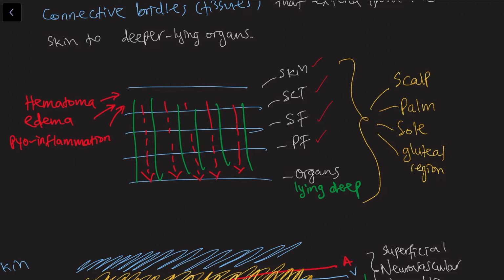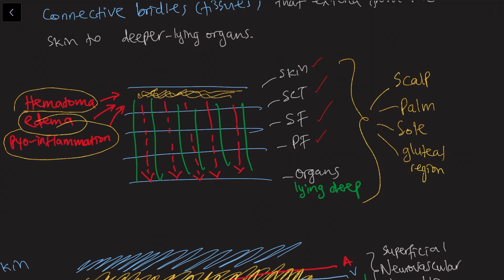Now, when you have a hematoma that is formed underneath the skin, or an edematous process, fluids accumulating under the skin, or you have a pyoinflammatory process like cellulitis accumulating under the skin, where you have pus that is forming under the skin, or an abscess of some sort. So in the places where the subcutaneous tissue is loose, you find that these accumulations, these fluids, or these pyoinflammatory processes begin to spread down from the skin to affect the organs that are lying underneath, right? So pay attention to that.